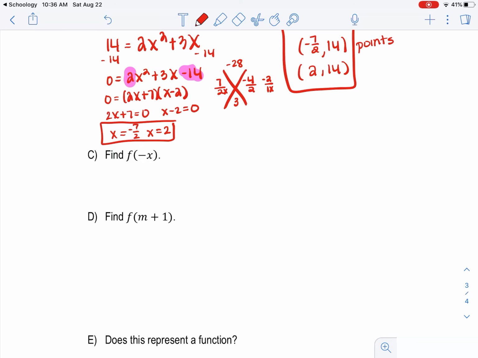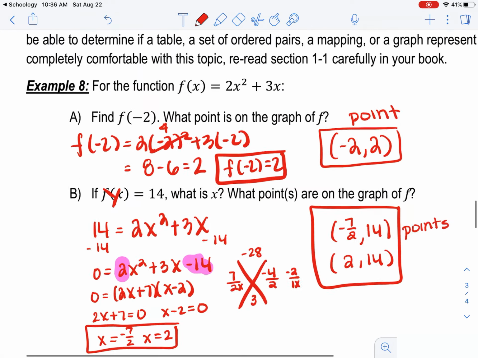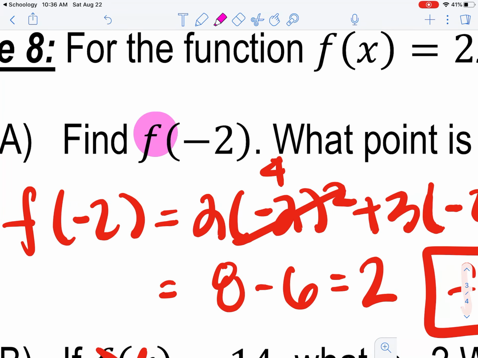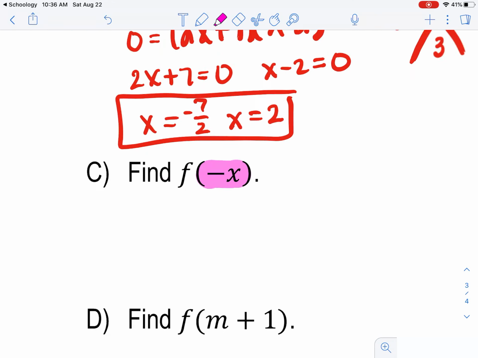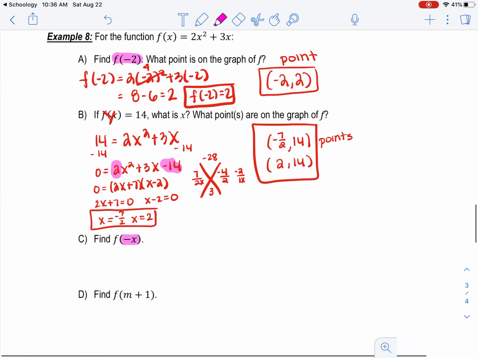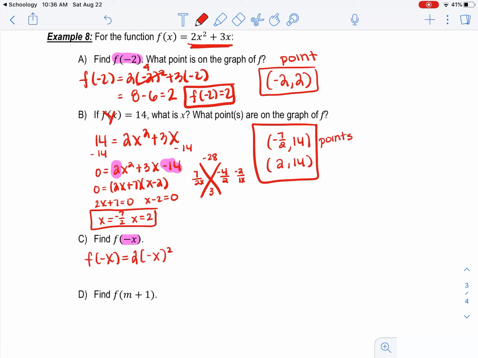Okay. Next it says find f of negative x. So we have to make sure we know what this means to do. So let's go back here. What did this mean to do? I meant plug in negative 2. So this means plug in negative x. So all that we're going to do is plug in negative x for x. So f of negative x equals, so every time I see an x here, I'm going to plug in negative x instead. 2 times negative x squared plus 3 times negative x.